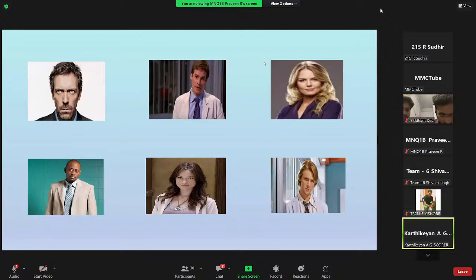Team 1 scored 665 points. Team 2 has 600 points. Team 3 has 560 points. Team 4 has 490 points. Team 5 has 305 points. And Team 6 has 620 points. Are there any clarifications in this score?